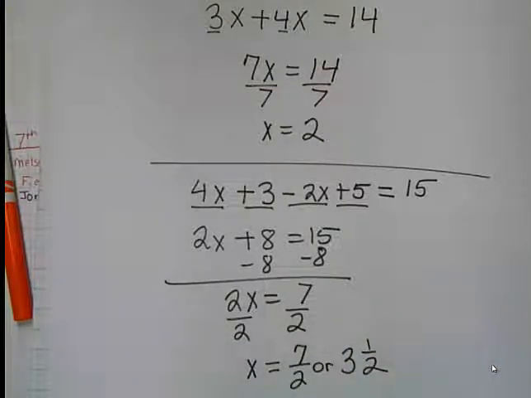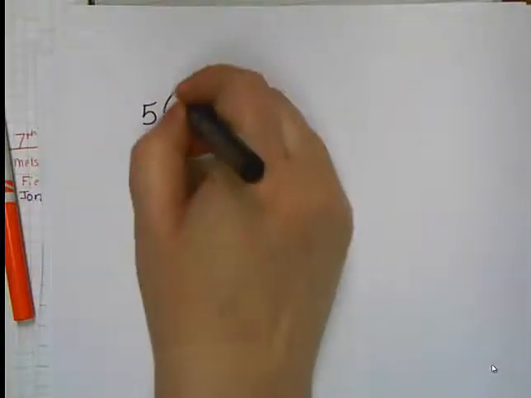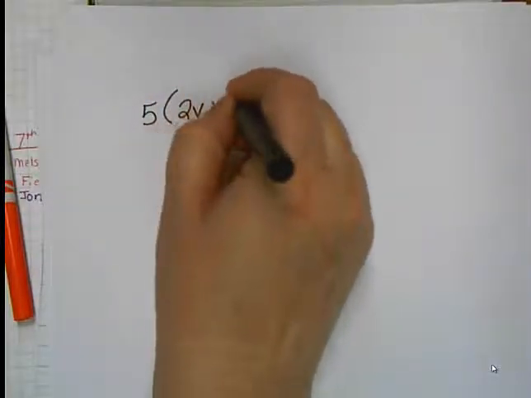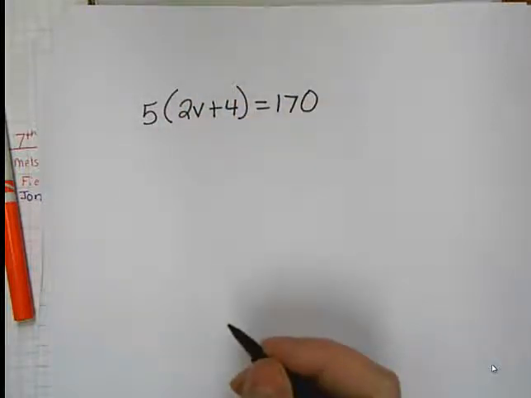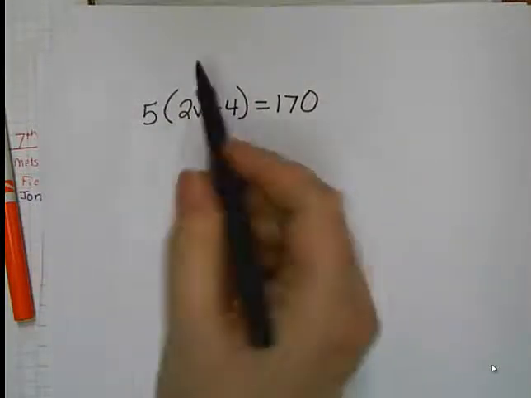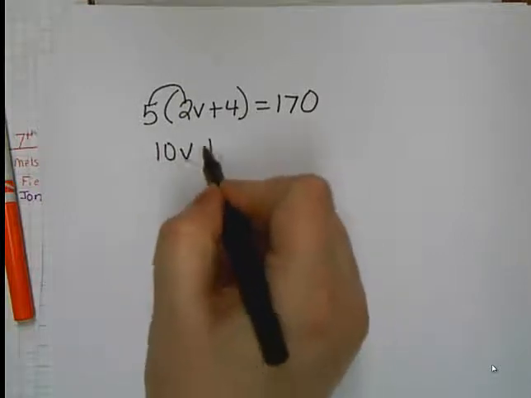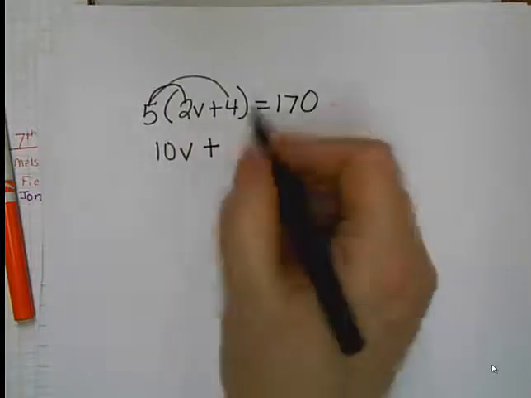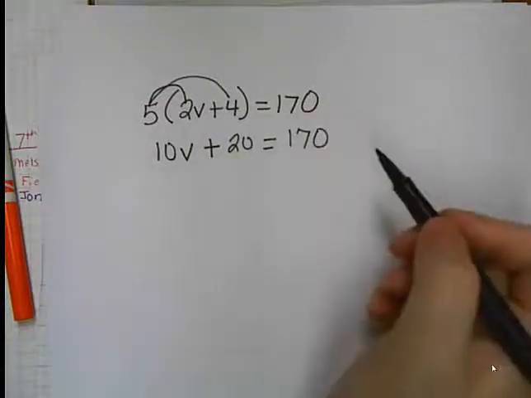Remember, you can hit pause whenever you need to. All right, let's try one with distributive property. So remember, distributive property, you have to multiply this times both numbers inside. So what's 5 times 2? 10b plus, it's 5 times 4, 20 equals 170.